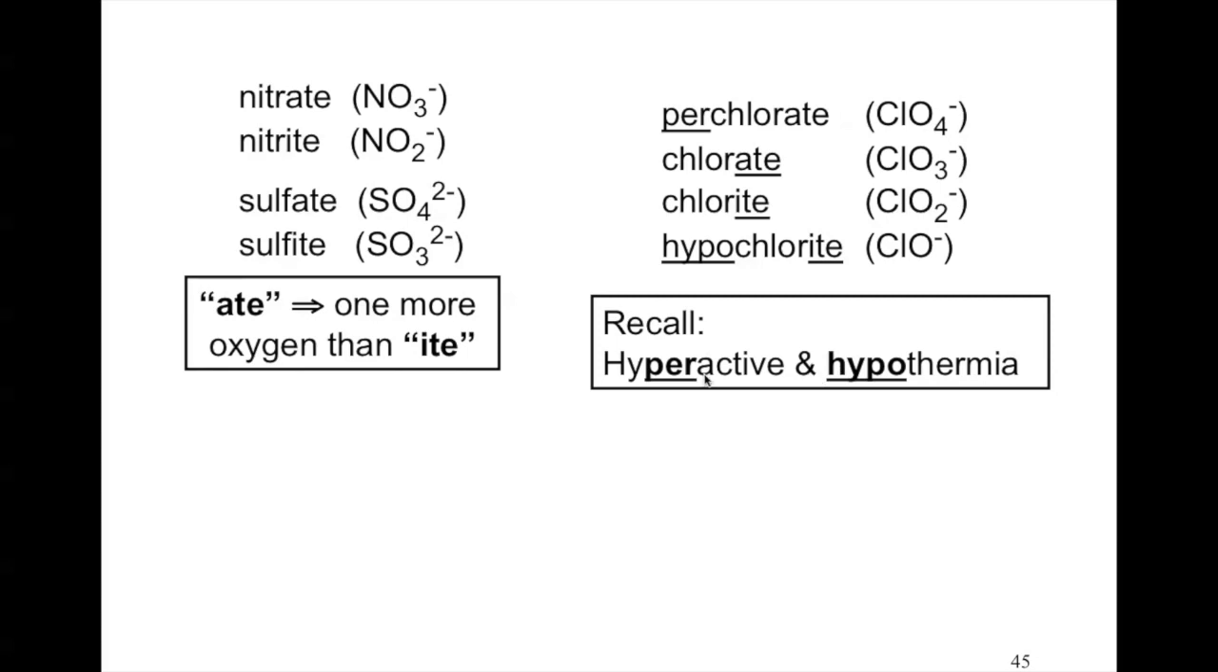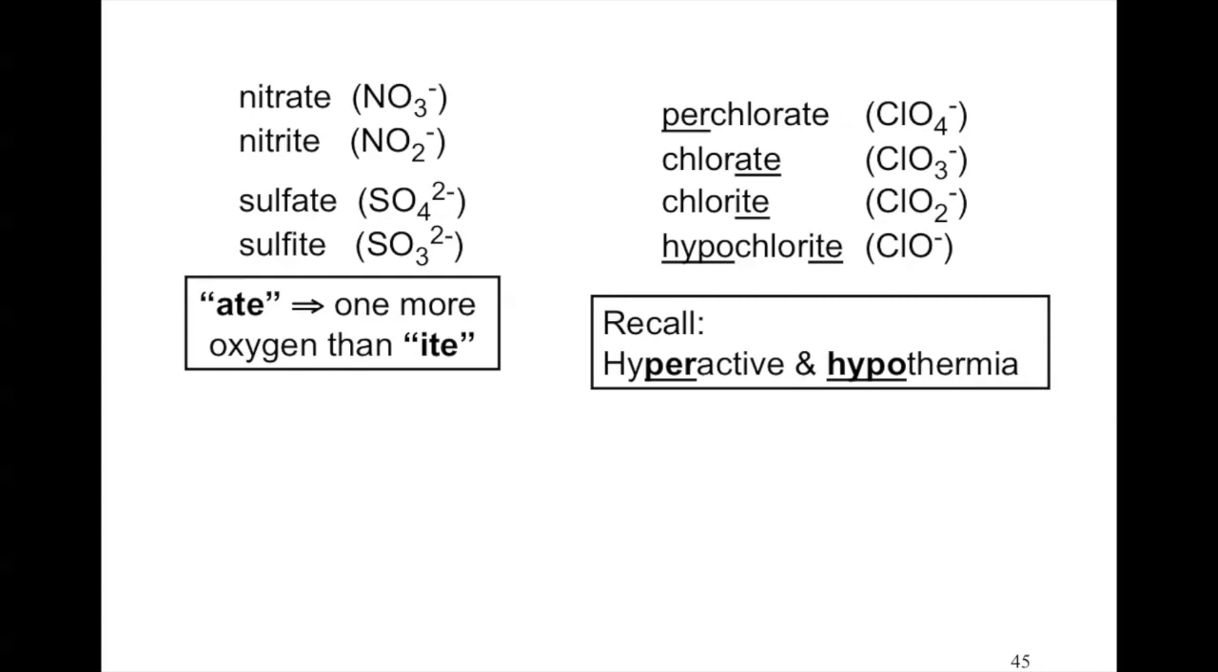Hyper and hypo are Greek prefixes. Hypo means under, right? Think of hypodermic needle or hypothermia. It means under. So when we use the Greek prefix hypo, it's one less or one under chlorite in this case. So we would remove one more oxygen. From chlorite, you end up with hypochlorite, ClO minus.